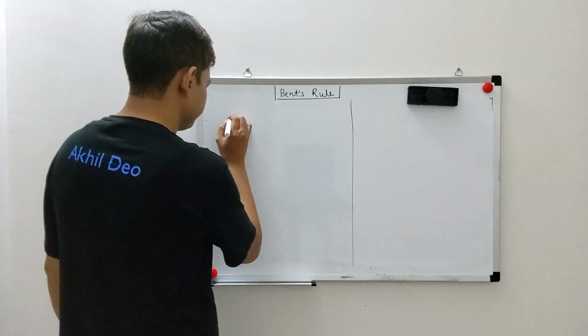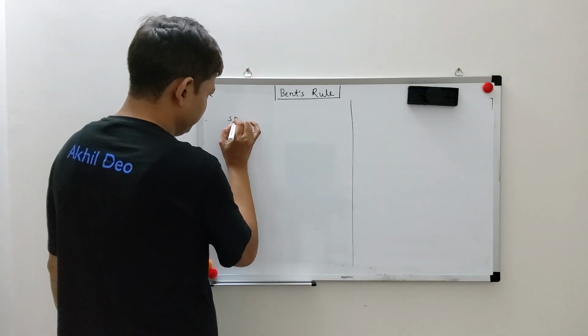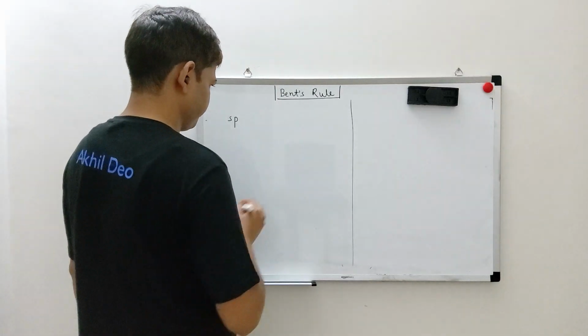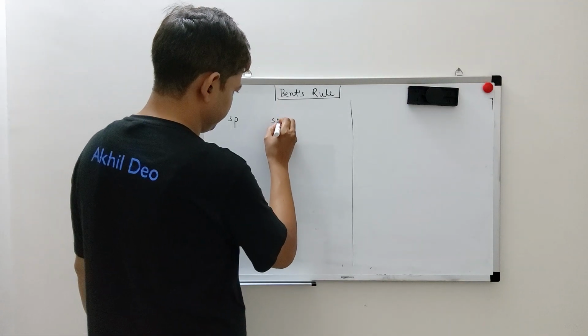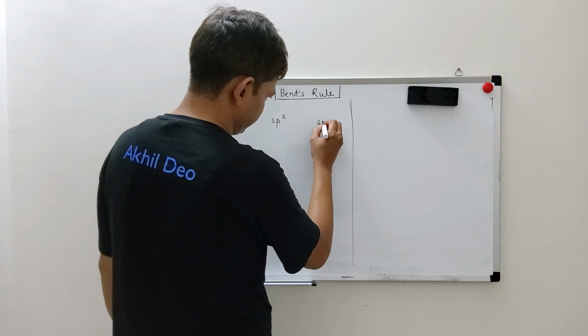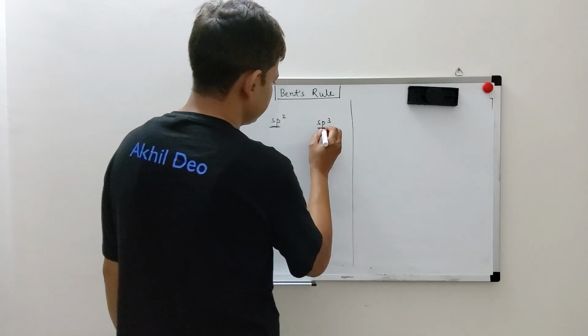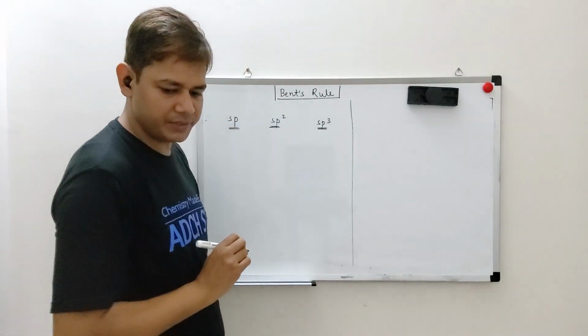One point, we'll mainly talk about hybridization involving only s and p orbitals. Hybridization sp, hybridization sp2, and hybridization sp3. These are the three different hybridizations that involve s and p orbitals.